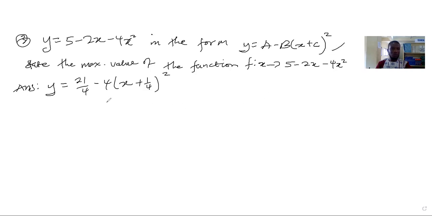Then the maximum value of y is equal to 21 over 4. Remember, here it's just, instead of writing negative b into bracket x plus c all squared plus a, they decided to bring the a first. It doesn't change anything. So it's just a matter of you bringing your k first instead of the k to the last. So don't be confused by that.